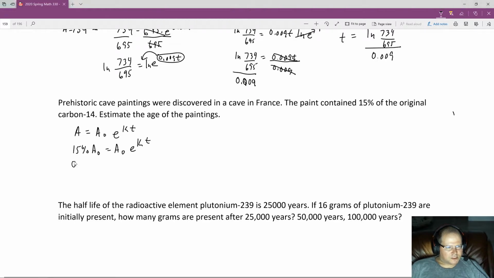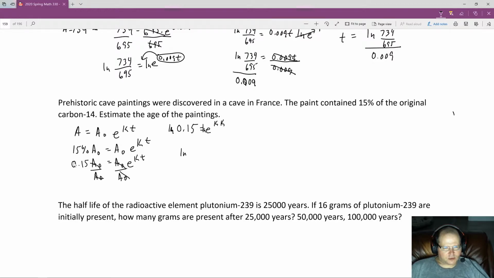15% is equal to 0.15, A initial equals A initial, e to the kt power. Next we can divide both sides by A initial. Those cancel out, leaving me 0.15 equals e to the kt power. Next I would take the natural log of both sides.